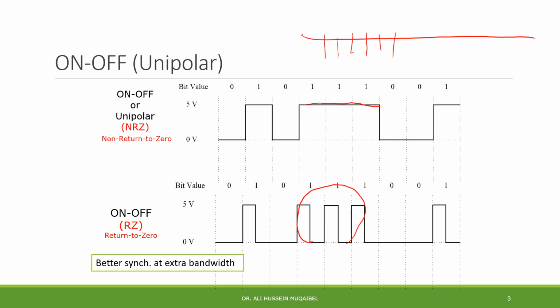So comparing the first to the second one, the second is better in terms of synchronization, of course at the cost of extra bandwidth. You expect to have more bandwidth here because time and frequency are inversely related. If you make the pulse duration less, the spectrum will have wider coverage, which means we're going to require more bandwidth. So this is on-off, and the comparison in terms of synchronization and bandwidth requirement.